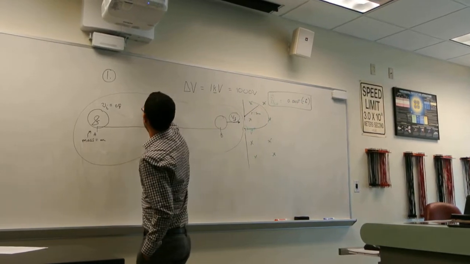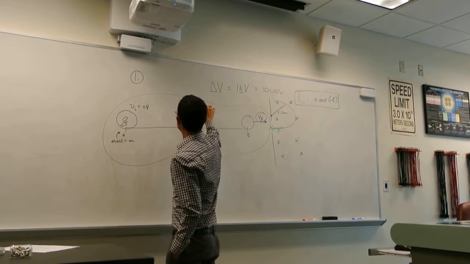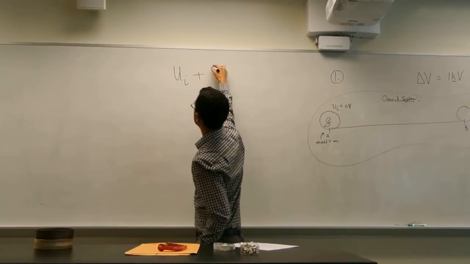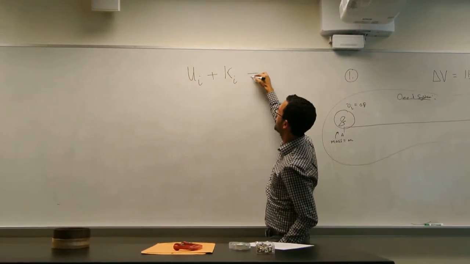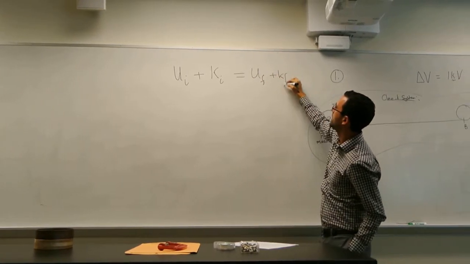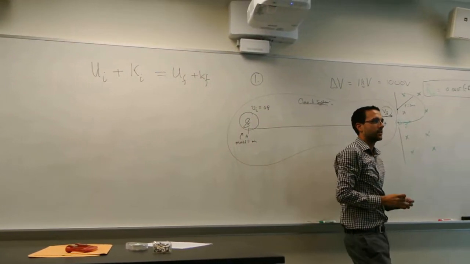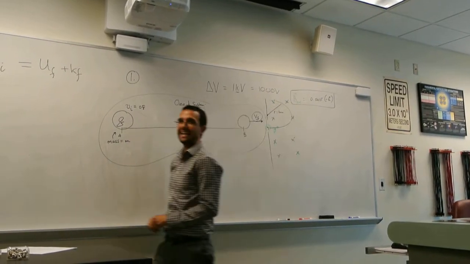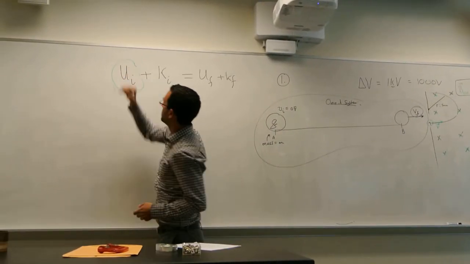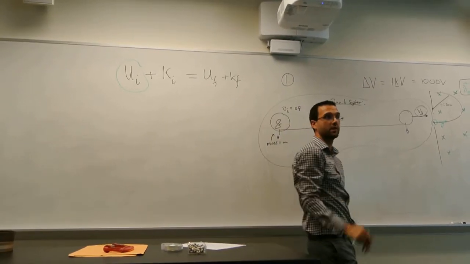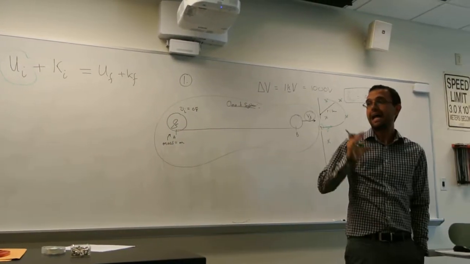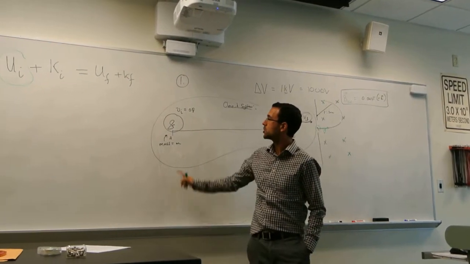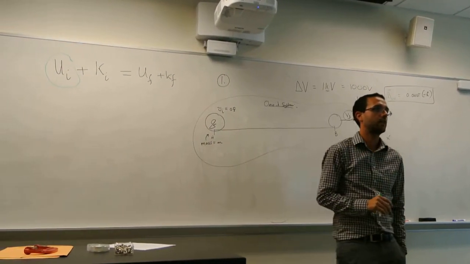Okay. This is a closed system. So since this is a closed system, I can use conservation of energy. Potential initial plus kinetic initial equals potential final plus kinetic final. Does everybody see that? Yes. So now, take a look. My potential energy here is an electrical potential energy. Not a gravitational potential energy, but electrical potential energy. How do I write the electrical potential energy U in joules in terms of the voltage? How do I write it?